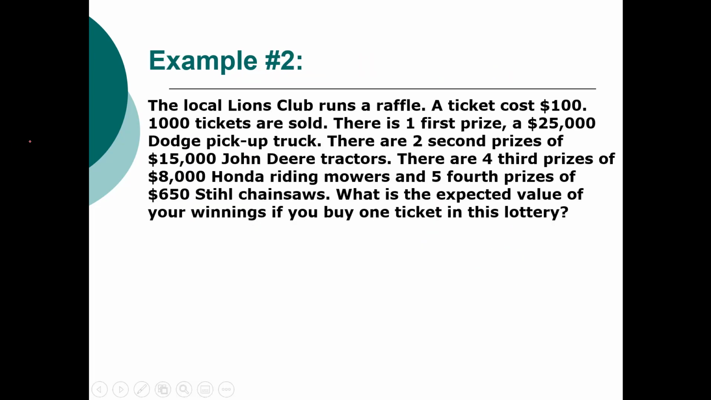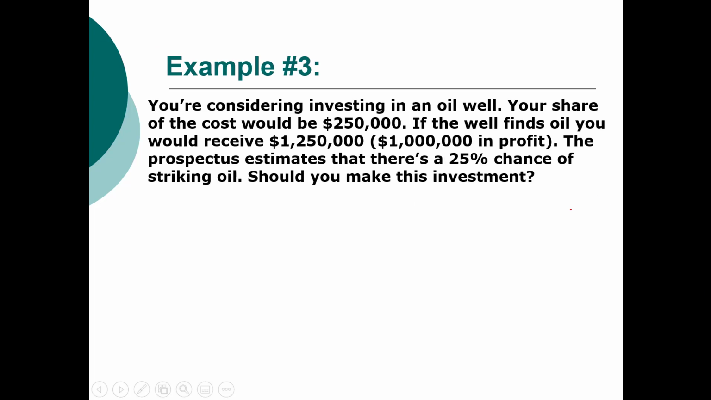A local Lions Club runs a raffle. A ticket costs $100. 1,000 tickets are sold. There's one first prize, a $25,000 Dodge pickup truck. Two second prizes of $15,000 John Deere tractors. There are four third prizes, $8,000 Honda riding mowers, and five fourth prizes of $650 steel chainsaws. What is the expected value of your winnings if you buy one ticket in this lottery?